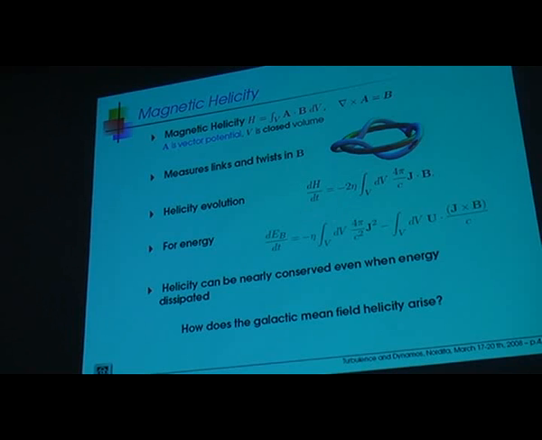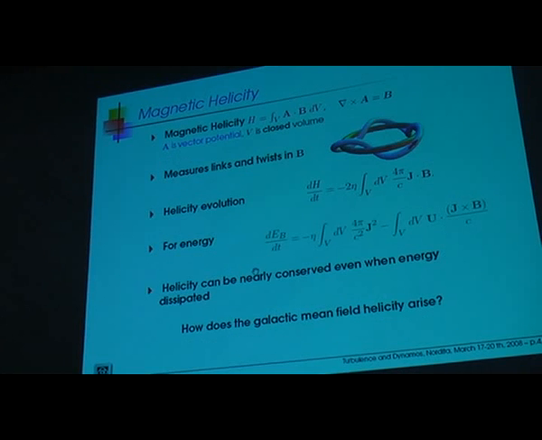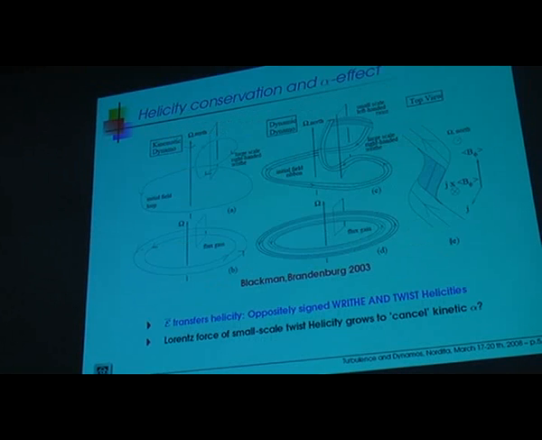Now, given this, that the helicity is roughly conserved, how does the galactic mean field helicity, which is reflected in these pictures, for example, in these links that you have between the toroidal and poloidal field, how does it arise? And the answer is fairly well known now, that you should not think about one field line, and this is a picture due to Eric Blackman.